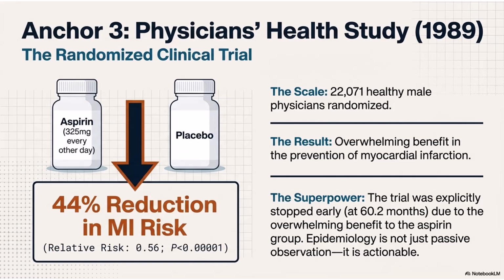This is the superpower of the randomized trial because it does not just observe the world. It changes one thing under controlled conditions and watches what happens. That is why trials are central to evidence-based medicine. But notice something important. Epidemiology is not only passive observation. It is not just people with clipboards watching disease happen from a distance. Epidemiology can very well be experimental. It can be actionable. It can test prevention. It can tell us not only who is at risk, but whether doing something changes that risk. That is the move from prediction to intervention.